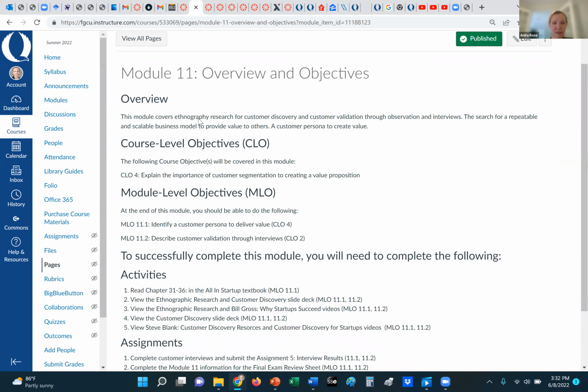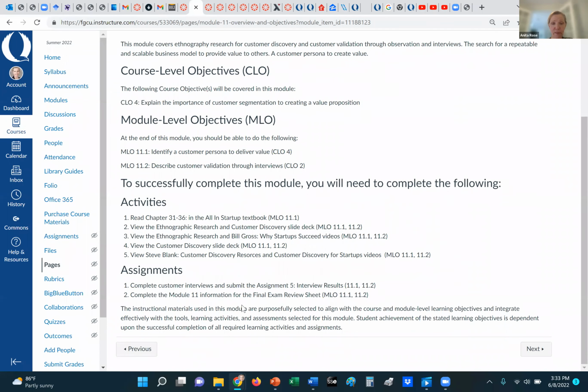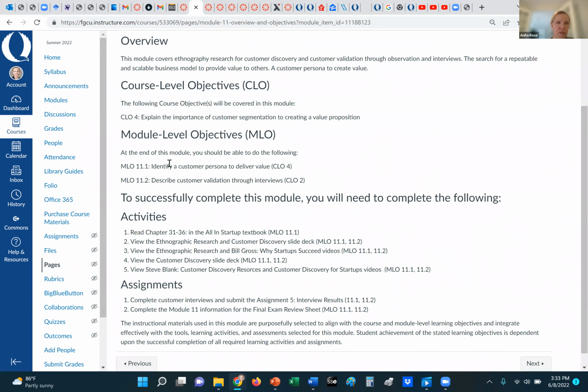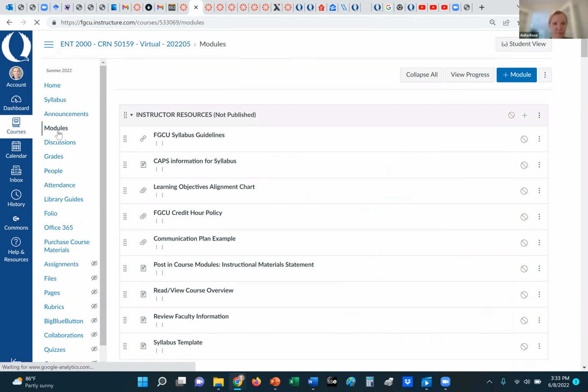And then we can see our module level objectives and the activities that we'll be enjoying in this module, and then the assignments. I'll go over those within the module. So let's go ahead and move over there.